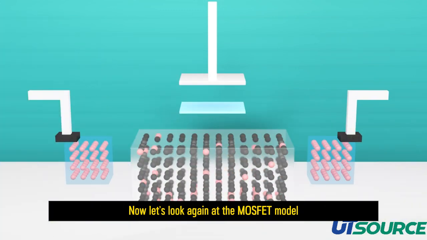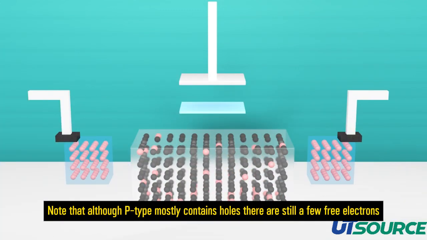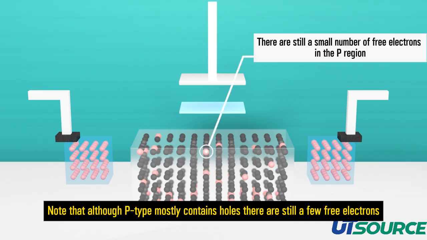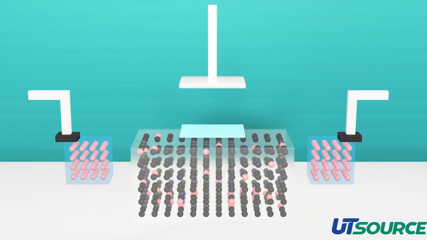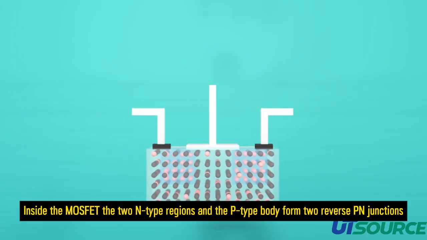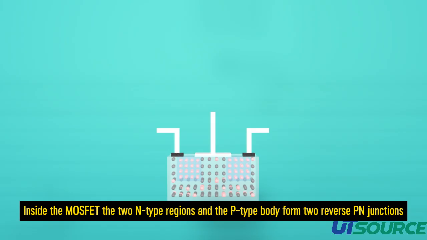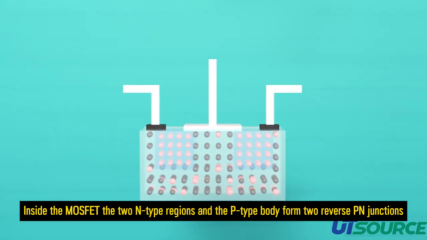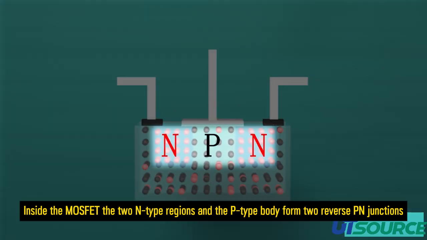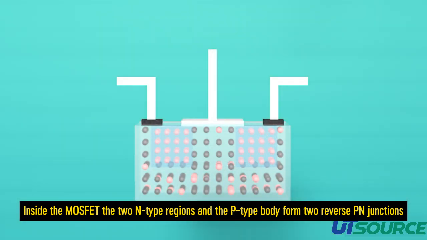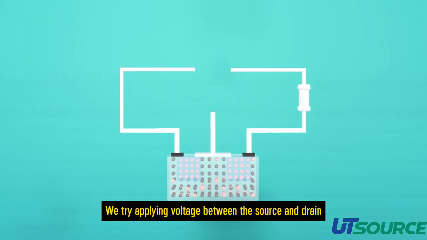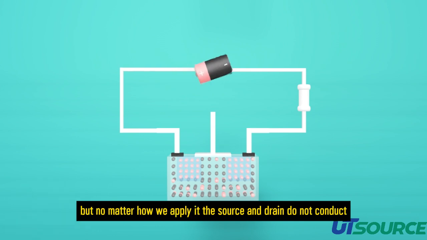Now let's look again at the MOSFET model. Note that although P-type mostly contains holes, there are still a few free electrons. Inside the MOSFET, the two N-type regions and the P-type body form two reverse p-n junctions. We try applying voltage between the source and drain. But no matter how we apply it, the source and drain do not conduct.